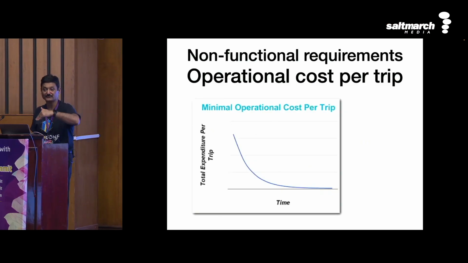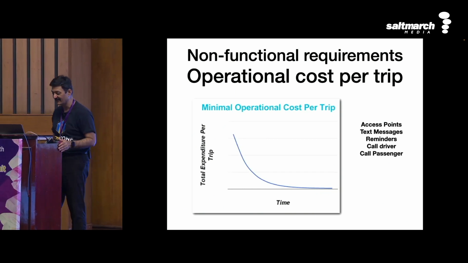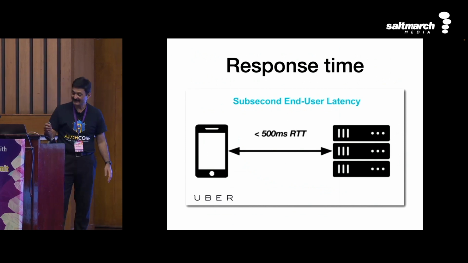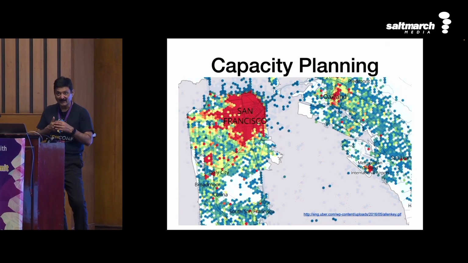Same thing is true for the operational cost, which is low. In order to do it, they added text messaging, they added reminders, they added calling the driver and rating of the passenger. Another thing is the response time should be less than 500 milliseconds. So how do they achieve that?